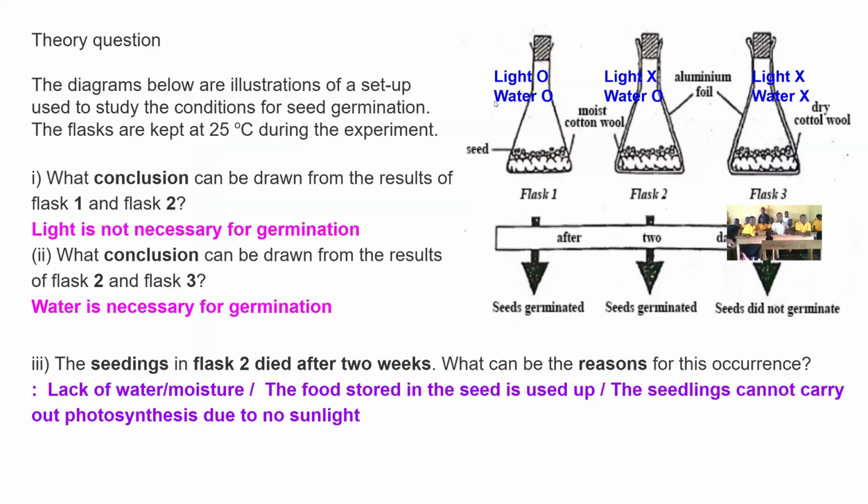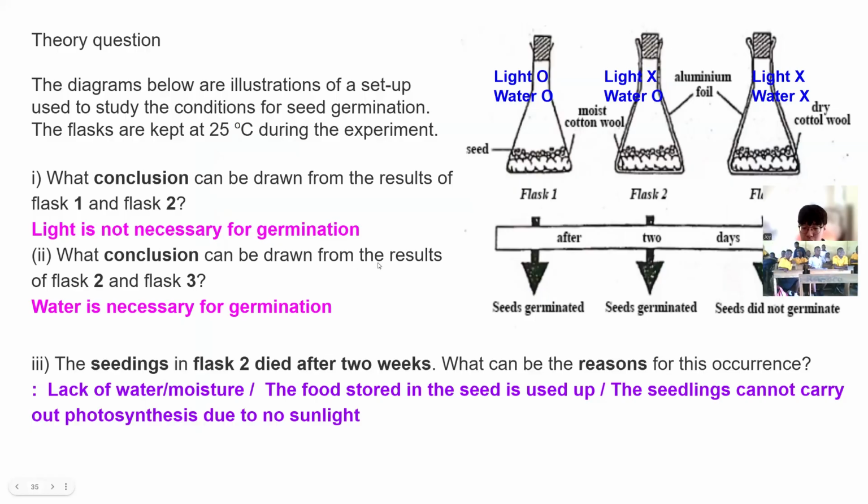Okay, we talked about this theory question, but the process is not important. The question is really asking about the experiment and the variables, but all you need to know is that light is not necessary for germination and water is necessary for germination.